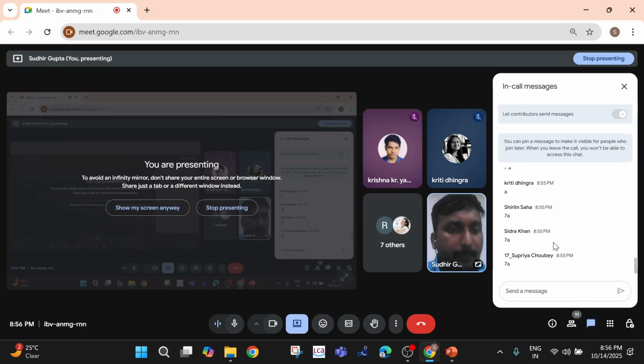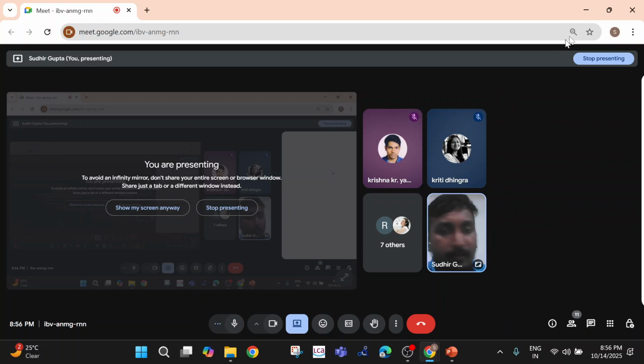Seven A has been marked by Supriya, Sidra, Celine, all the girls' power is there, Kirti is also there, and Raja is also there. So he is the first. Fine. So 7A is the correct answer.